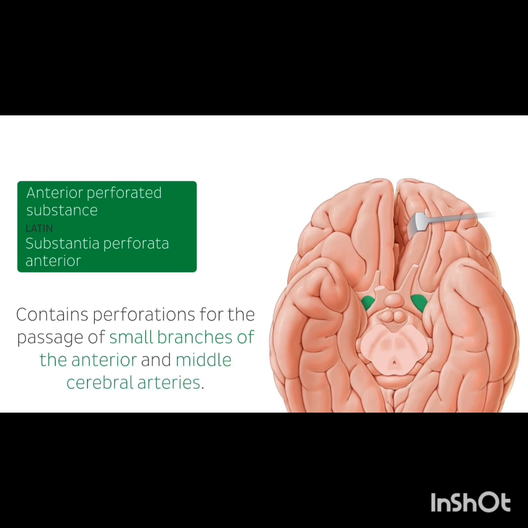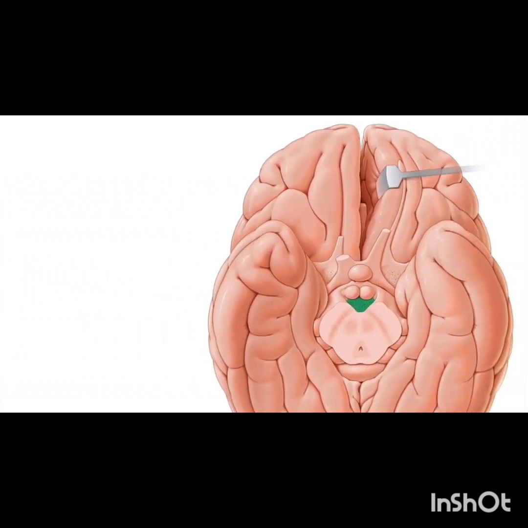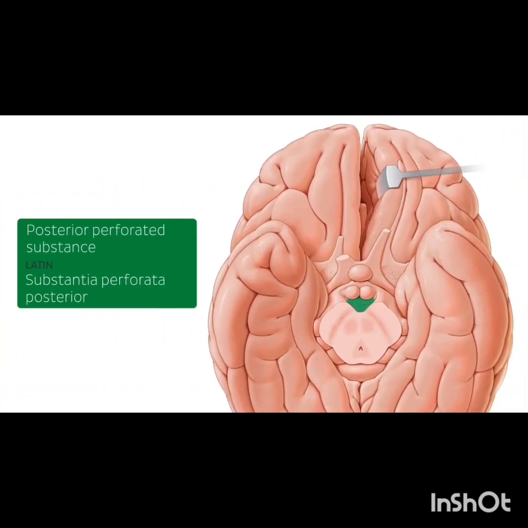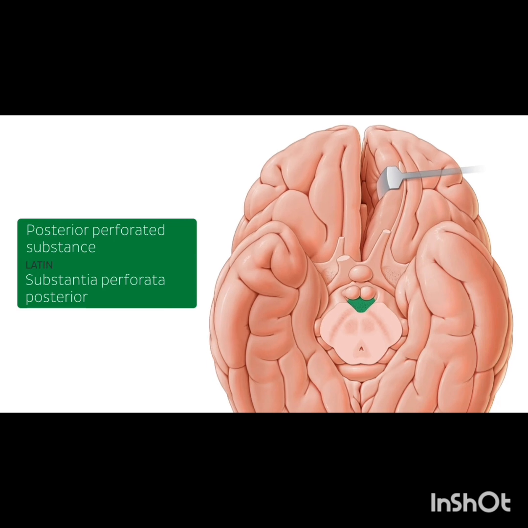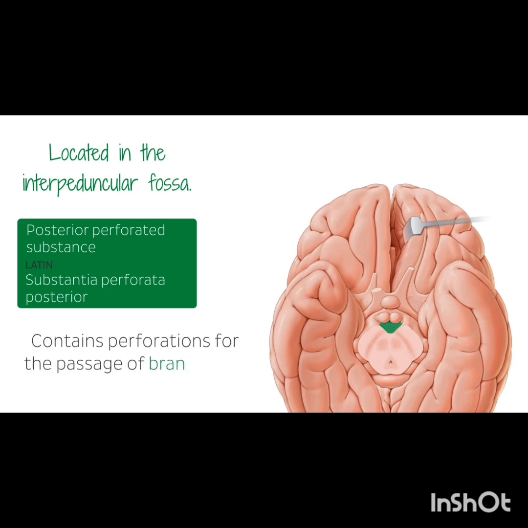middle cerebral arteries. If there is an anterior perforated substance, there should be a posterior one, as you see now highlighted on the image, which is located in the interpeduncular fossa, extending from the anterior border of the pons up to the mammillary bodies. In the same way as the anterior perforated substance, the posterior one contains perforations for the passage of branches of, this time, the posterior cerebral artery.